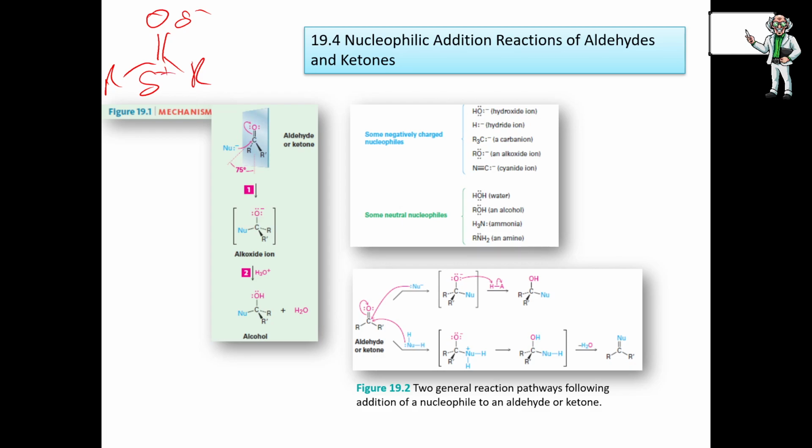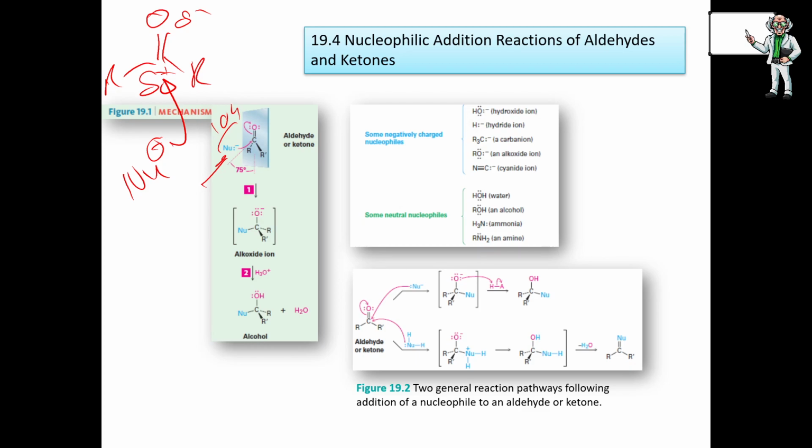Okay, because the carbon has a partial positive charge, a nucleophile, which is a friend of positive charge, will attack this position. The attack will take place following this approach, that is around 104 degrees to the carbonyl group. That is called the Bürgi-Dunitz trajectory.